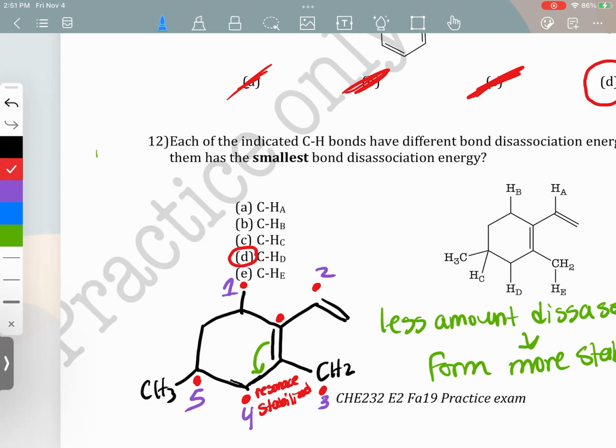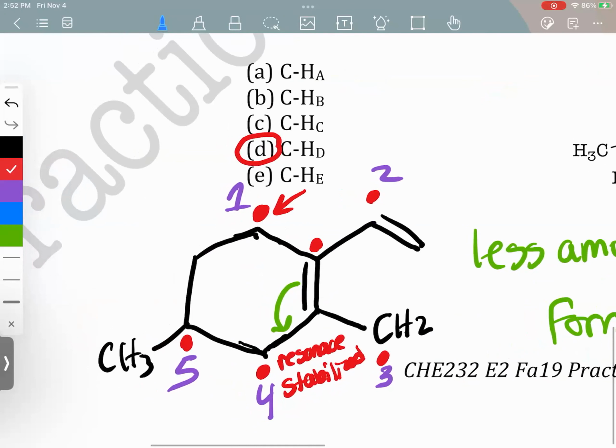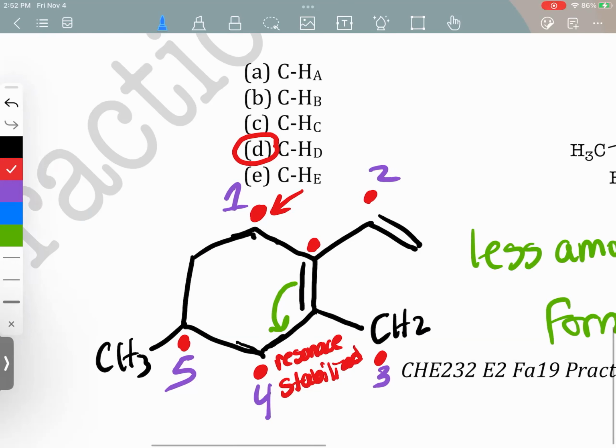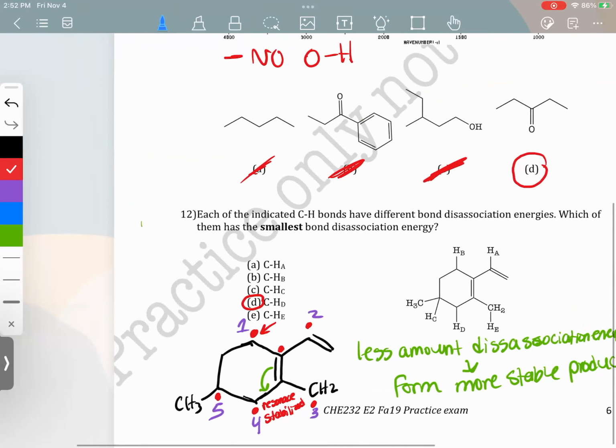Wait, could I ask why it is not B again? That's CB, right? It's not B because you form a secondary radical here. Both the hydrogen here. So you form a secondary radical. It's pretty stable, yes, but in D you can resonate the radical. And resonance always leads to lower electron energy. So that's why it's D.